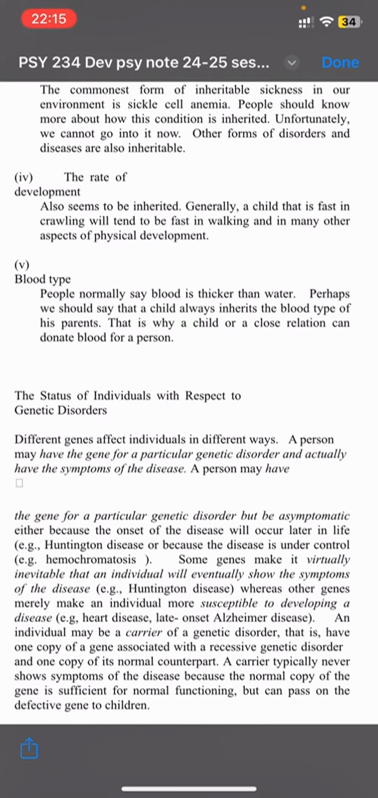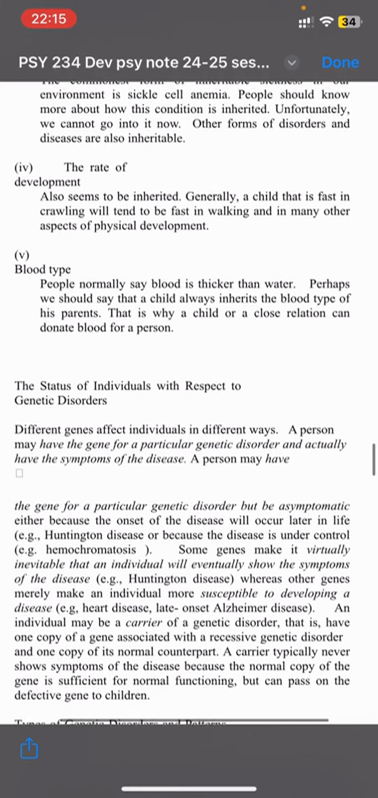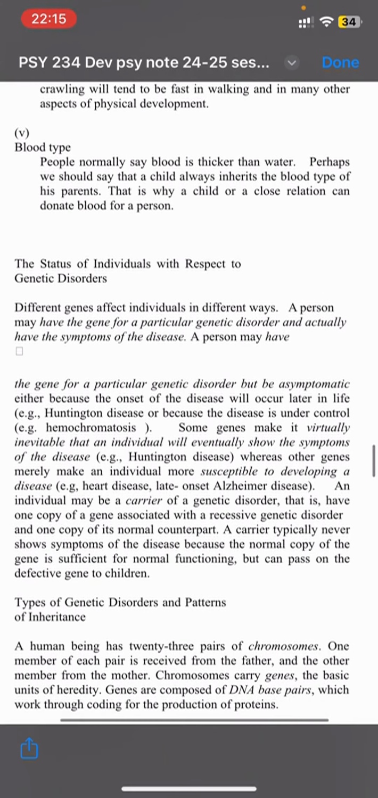Now, blood type. People normally say blood is thicker than water. Perhaps you say that a child always inherits the blood type of his parents. So that is great.